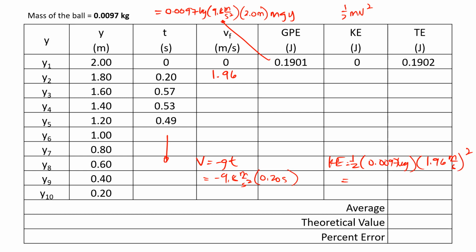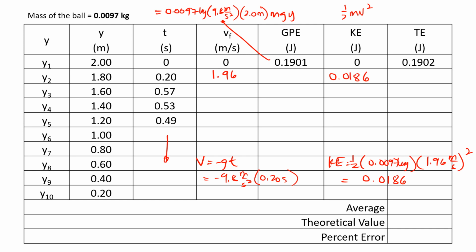So the kinetic energy here is equal to 0.5 multiplied by the mass, 0.0097, multiplied by 1.96 squared. So the answer here is 0.0186. Let us use 4 decimal places here. So this is 0.0186. Okay, so that's the value of the kinetic energy.